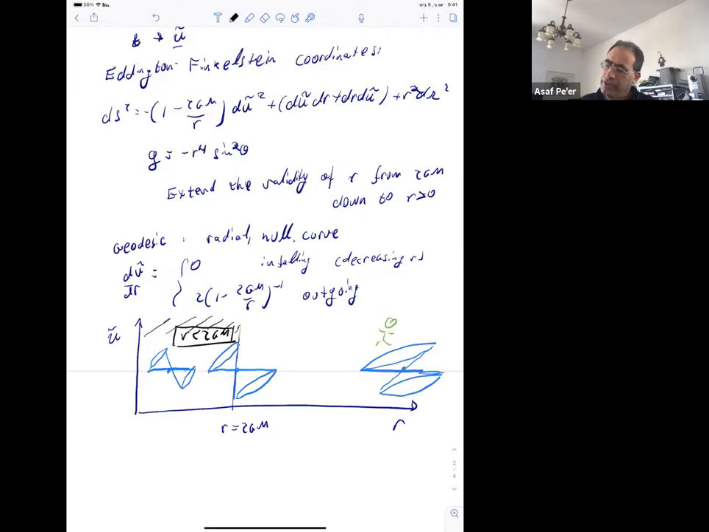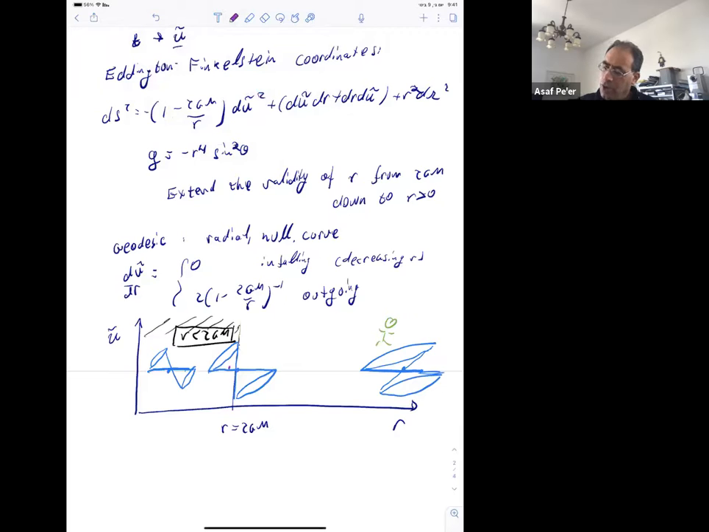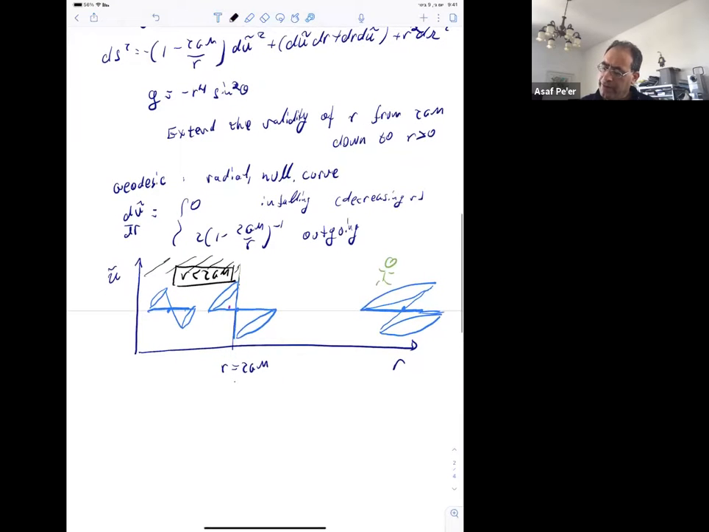Because any event that will take place here, all of its future directions will be pointing towards the singularity at r equal to 0. Which means that we have no way of telling what will happen. So that's why this radius, the Schwarzschild radius 2GM, has another very important name, which is called the event horizon.